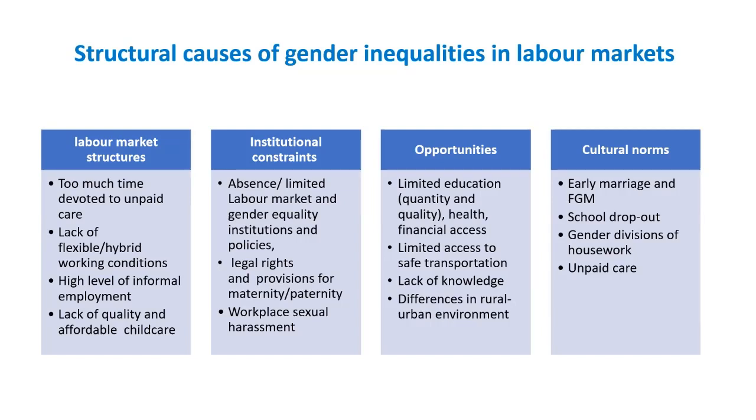Coupled to that, we have the social norms. So social norms, there could be early marriage or female genital mutilation practices in some areas. School dropout due to cultural norms when women are not allowed to go to school up to a certain age. There is within-household gender division of housework, where women or young girls are expected to be doing the housework when men or young boys are not. And of course, all the issue of unpaid care.